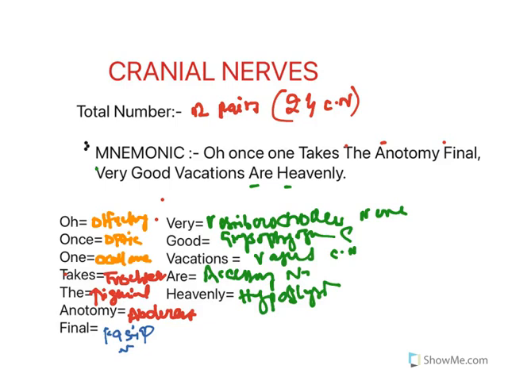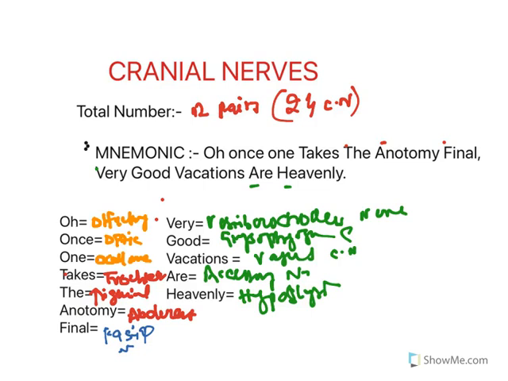तो मैं भी इसको रिपीट करता हूँ. Mnemonic भी. Oh, once one takes the anatomy final, very good vacations are heavenly. So the first one is olfactory, second is optic, then oculomotor, trochlear, trigeminal, abducent, facial, vestibulocochlear, glossopharyngeal, vagus, accessory and hypoglossal. So अगर आप इसको 4-5 मतलब रिपीट करेंगे तो ये आपको मेमोराइज हो जाएगी.